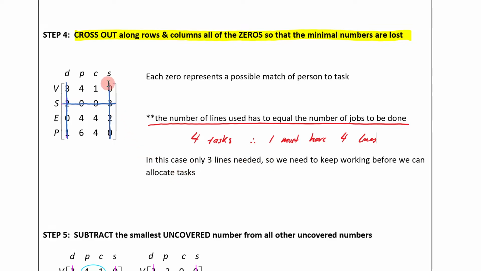So the fact that I only needed 3 lines to cross out all the zeros means I've still got more steps to do. If I had managed to have 4 lines to cross out the zeros, then I would be done here. And also take note of the fact that you need to use minimal lines possible. So you can't just draw 4 lines down each one. You couldn't just go 1, 2, 3, 4. Look, there's 4 lines. No, that doesn't work. You need to use as minimal lines as possible. So the fact that I could draw a line through here and get both of those zeros, and a line through there and get both of those zeros, that's important. And that says here, so that minimal numbers are lost. You want to do it in such a way that you're not losing too many numbers.